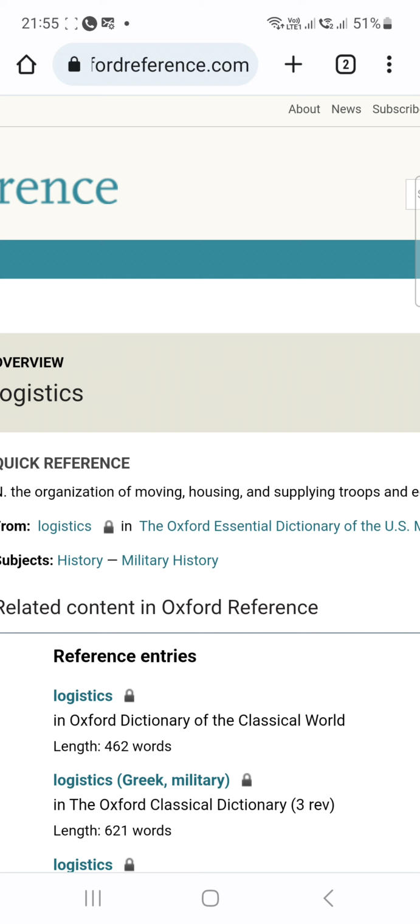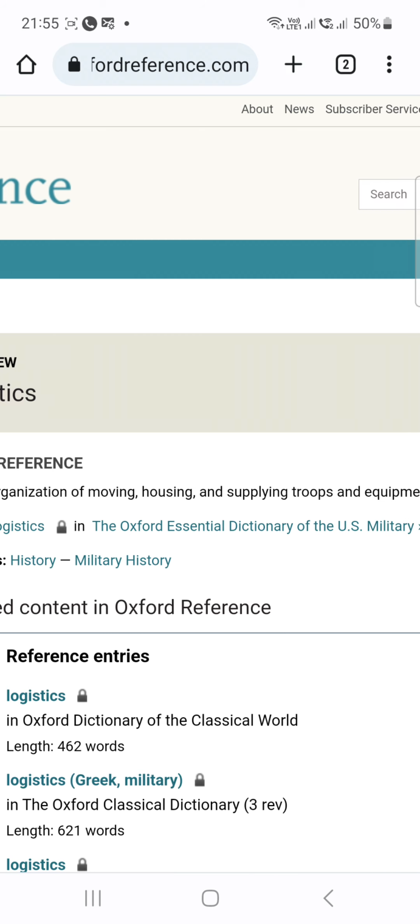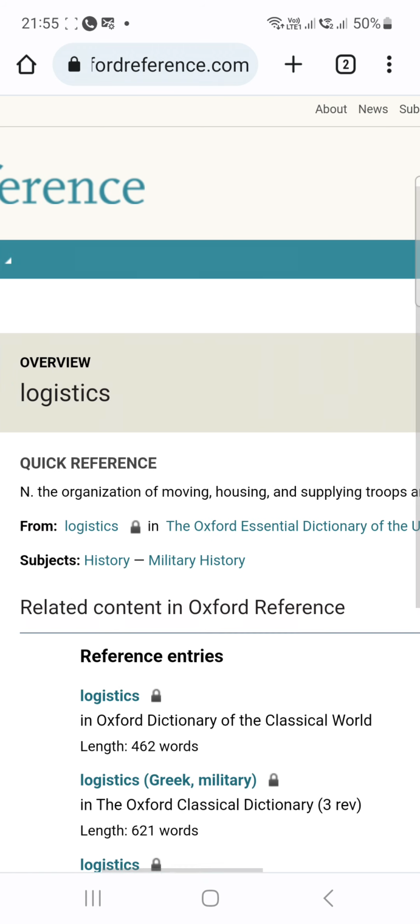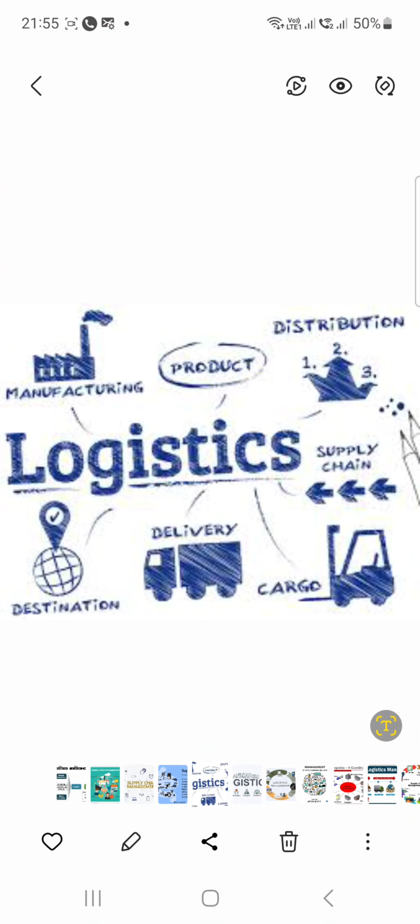So it talks about the organization, meaning getting together, moving, housing and supplying. Movement of the material or the soldiers, providing the facility to the material or the soldiers, or supplying the material or the soldiers to a particular place. It is an integration of different activities and plannings, so that safe moving of the soldiers and the materials can be possible. So this is what logistics actually means, where it talks about the movement of the troops as well as the materials.